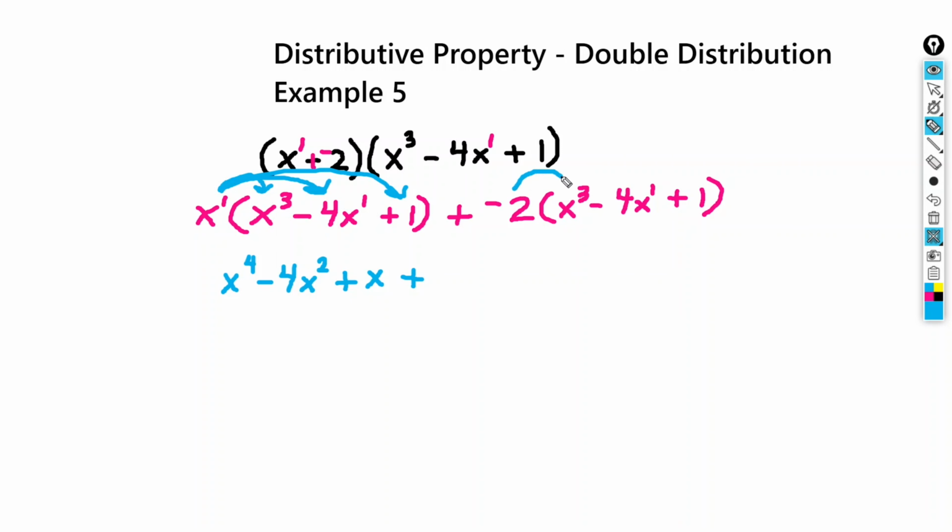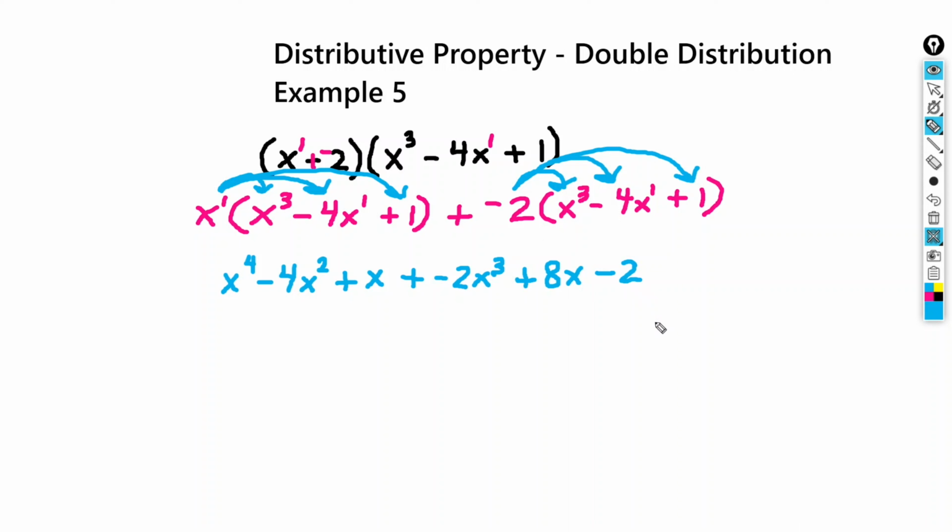Okay, plus, now we're going to do negative 2 times x cubed. We're going to get negative 2x cubed. Then we're going to do negative 2 times negative 4x to the first. That's going to give me a positive 8x to the first, which I can just write as positive 8x. And then we're going to do a negative 2 times 1, which is just negative 2.